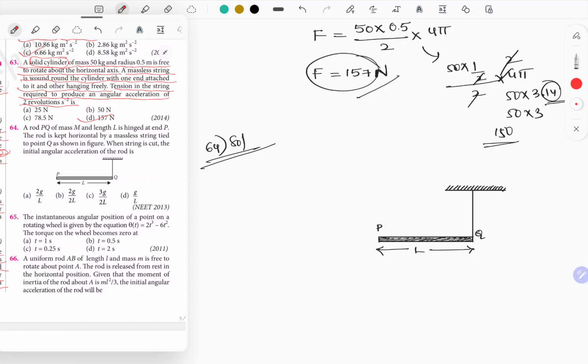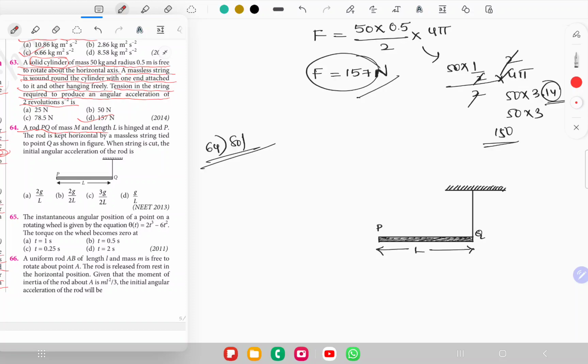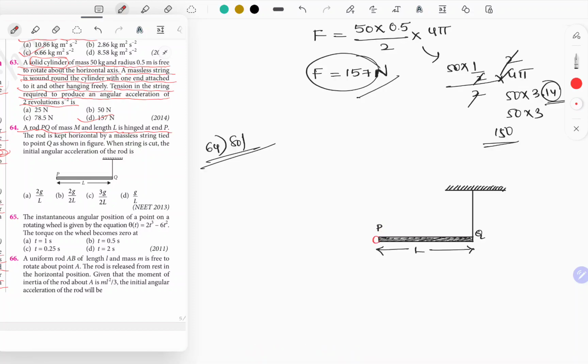Observe question number 64. Diagram type question. Okay, let's see, no problem. A rod PQ of mass capital M and length L is hinged to end P. That means this is a point which is fixed. That is the meaning of hinged. Okay, so this is a fixed position.